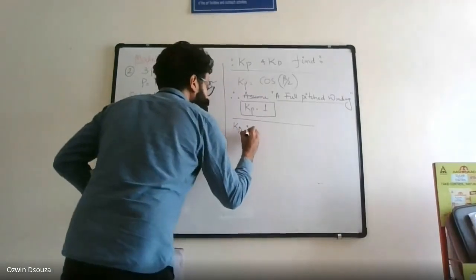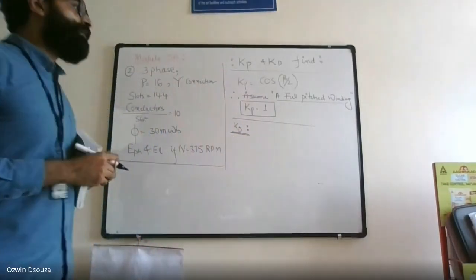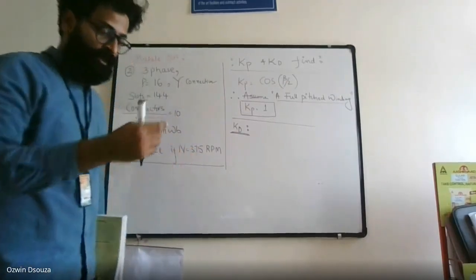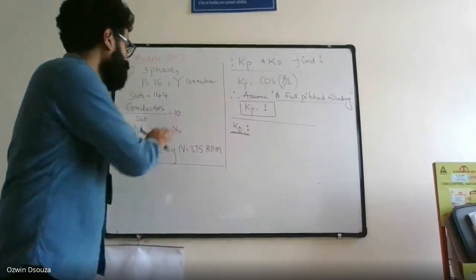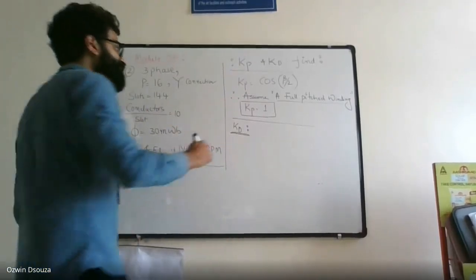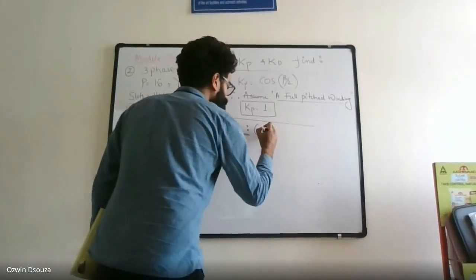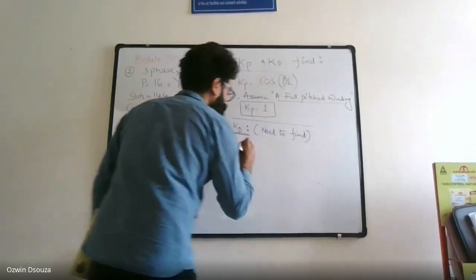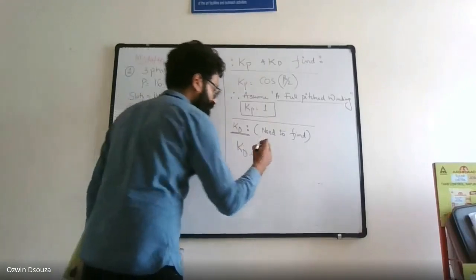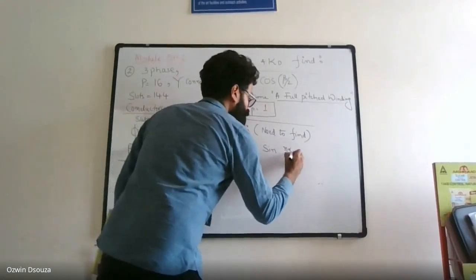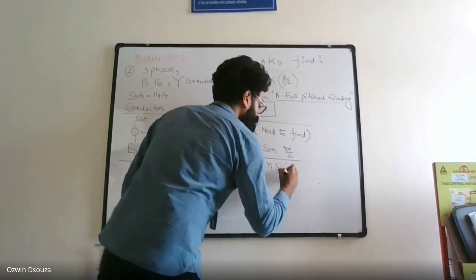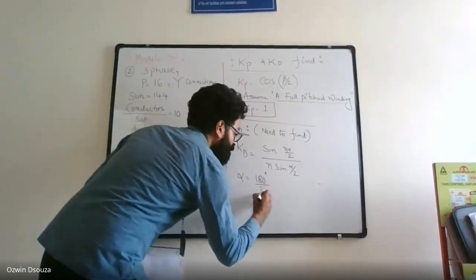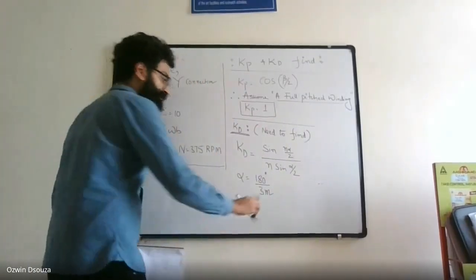However, Kd you should not assume. Kd can always be found from the given data. Okay. So Kd, please don't assume with some random number. You will have to find it from the available data. So I can write here, need to find Kd. So Kd is given as sine n alpha by 2 divided by n into sine alpha by 2, where alpha is equal to 180 degrees divided by 3n. Okay, 3n. Sorry.